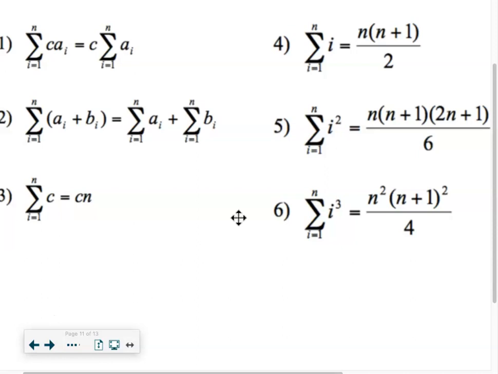3 through 6 are formulas. The sum of a constant is the constant times n. All of these, if you notice, are the sum as i goes from 1 to n. So it's a good thing that that works because that's part of our exact area formula. This one right here, that's the one that Gauss invented when he was 8. Yeah, Costello.